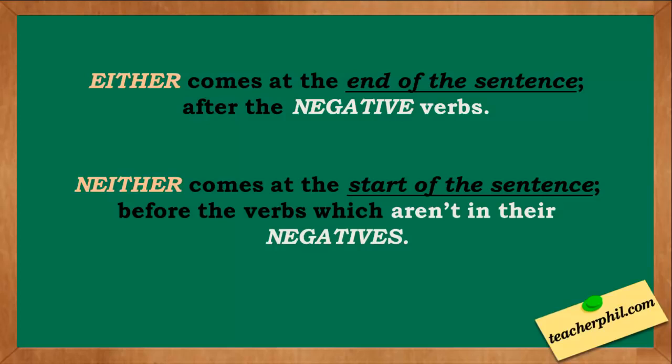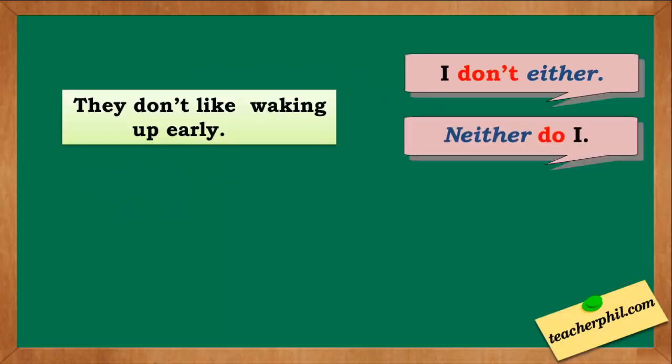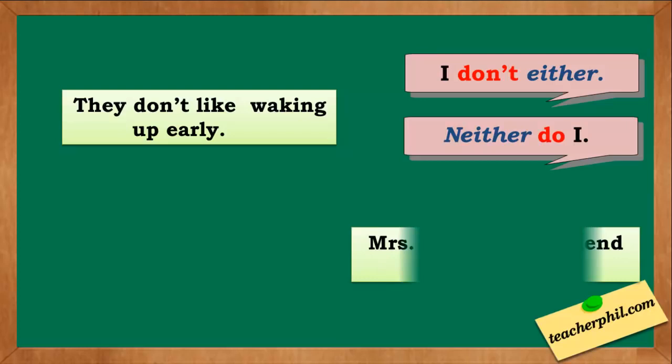Either comes at the end of the sentence, after the negative verbs, while neither comes at the start of the sentence, before the verbs which aren't in their negatives. Let's look at the samples one more time. They don't like waking up early. I don't either. Or neither do I.